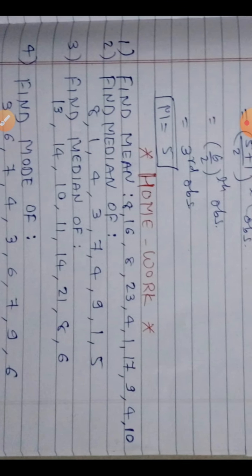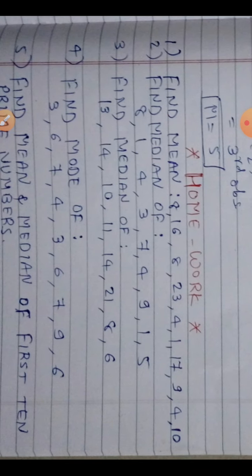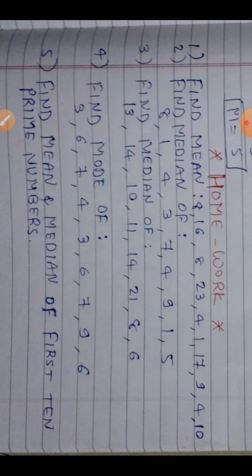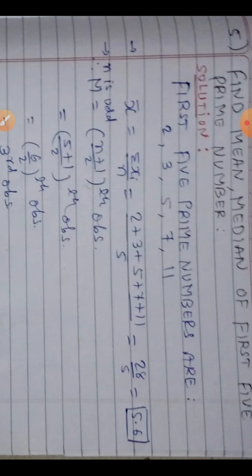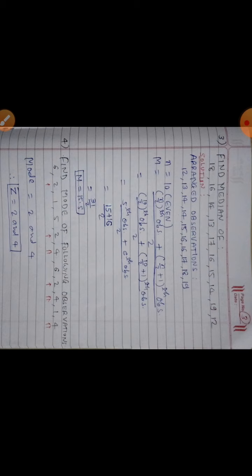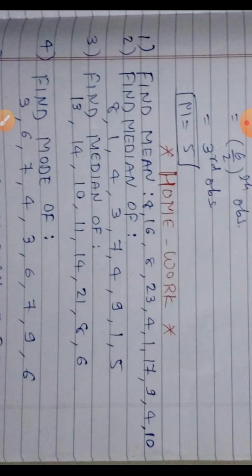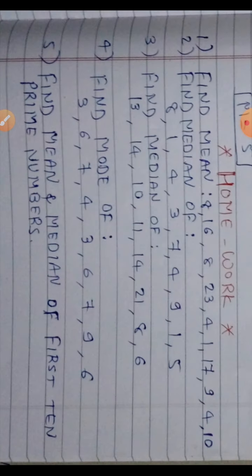Now homework. Mean: in the first sum, finding mean, observations are given. In the second one median, third one also median, but in the second one n is odd, third one n is even. So two separate sums of median are given. Mode, one sum is given. And then number 5, find mean and median of first 10 prime numbers. Instead of 5 prime numbers as in example 5, here 10 are asked. So you just make a list. First of all, be careful at selecting 10 prime numbers, and then find mean and median.